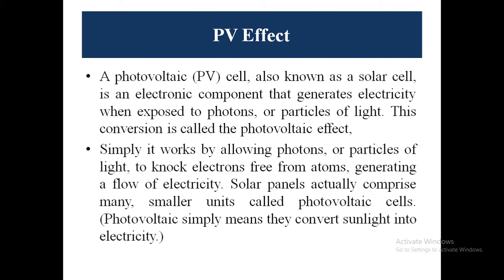So we define the PV phenomena as a phenomena in which photons, or particles of light, knock electrons free from their atoms and generate a flow of electricity. Solar panels actually comprise many smaller units, and these smaller units are called photovoltaic cells. So we can say that photovoltaic cells combine to form a solar panel, or that photovoltaics are basically a subset of solar cell.